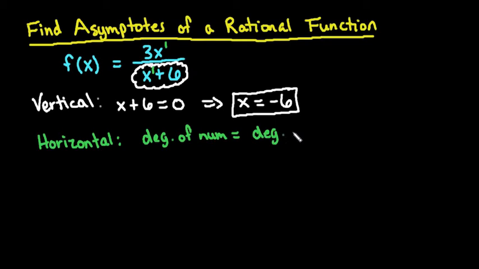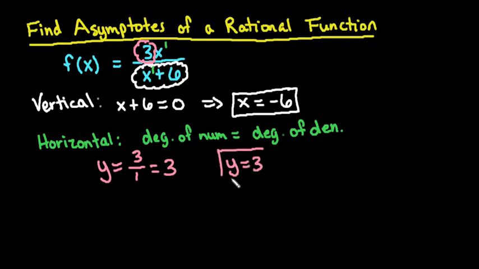So since the degree of the numerator equals the degree of the denominator, we can say that there's going to be a horizontal asymptote, and the relationship is that the horizontal asymptote is at y equals the leading coefficient of the numerator, so that would be the 3, divided by the leading coefficient of the denominator. So in this case, y equals 3 would be our horizontal asymptote.